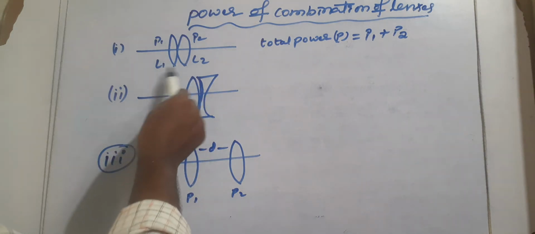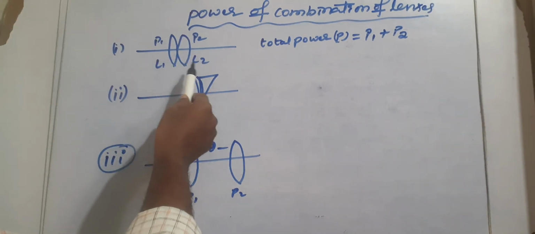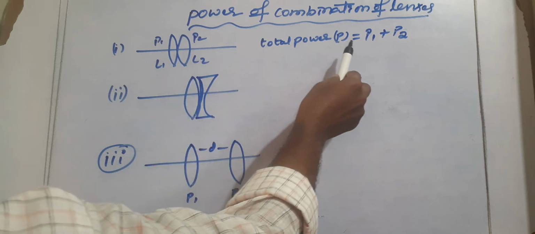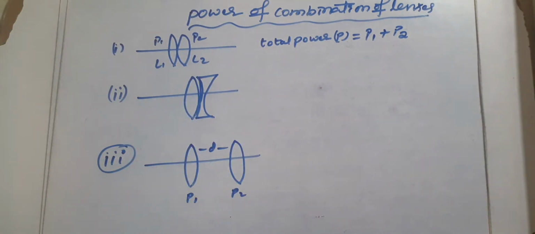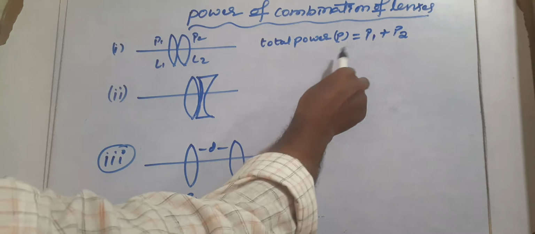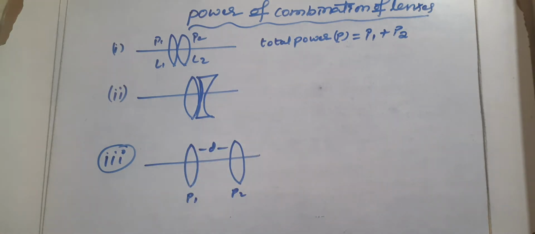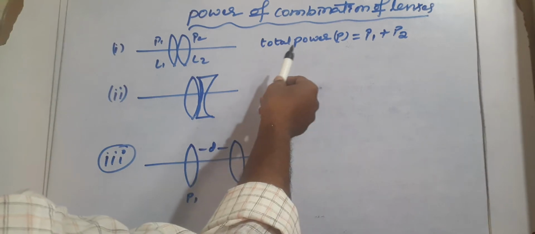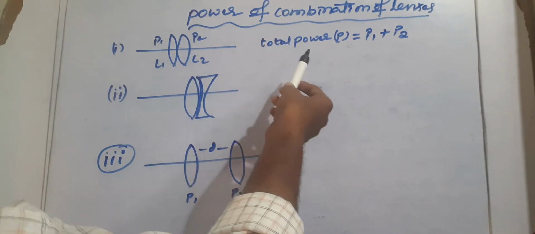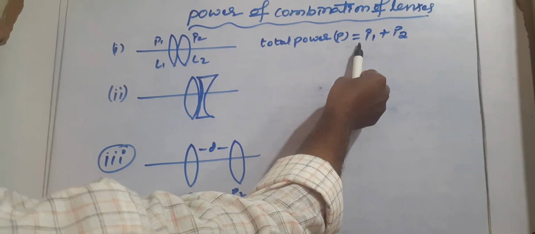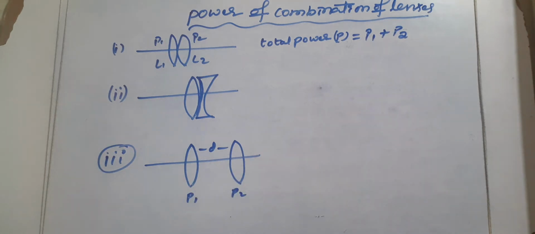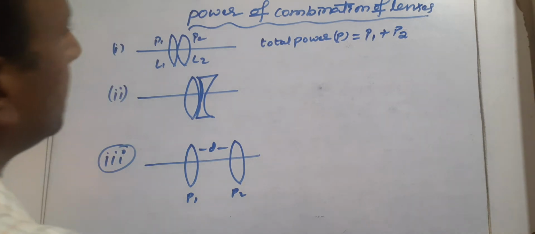But suppose these two are concave lenses. In such cases, you have to apply a sign convention. You know, for convex lenses, power is positive. For concave lenses, power is negative. So in calculating the total power for concave lenses, you use minus P1 plus minus P2.